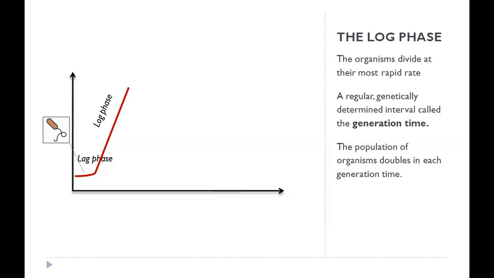So generation time is the time interval, which is, again, I am repeating this, genetically determined for each species, and in that time interval, the population of organisms doubles in number. So it is specific to individual species. It differs from species to species. So that was about log phase. In log phase, bacterial cells rapidly increase in number.